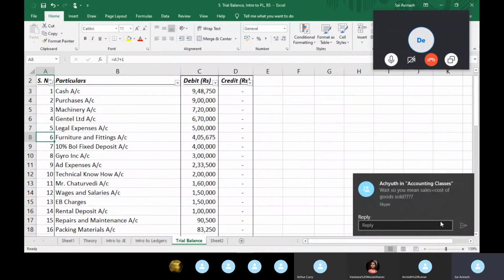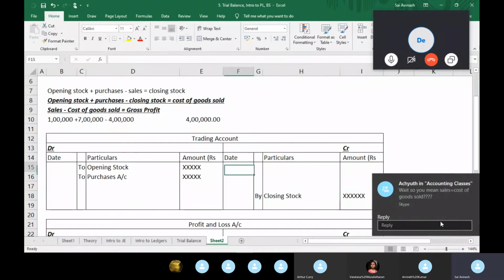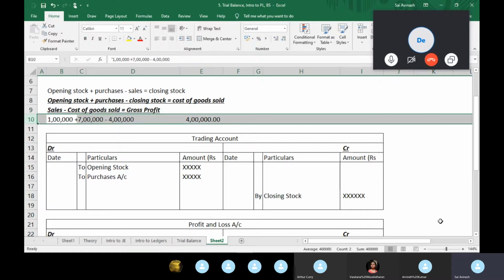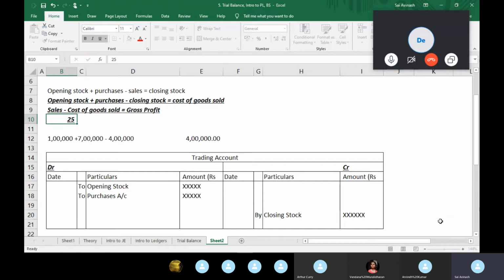Wait, so you mean sales equal to cost of goods sold? Say I have a pen. I bought the pen for 10 rupees. If I'm selling the pen for 12 rupees, the cost of goods sold in this case is 10 rupees and the sales is 12 rupees. The cost of goods sold and sales will consider the same units. Say for example, I sold 25 items, and obviously the cost of goods sold will correspond to 25 items. So if that's what you're asking, obviously yes.